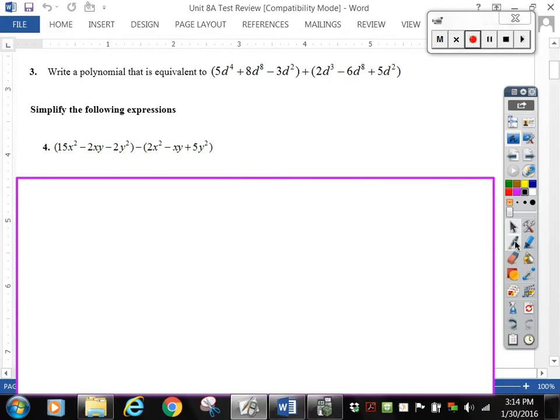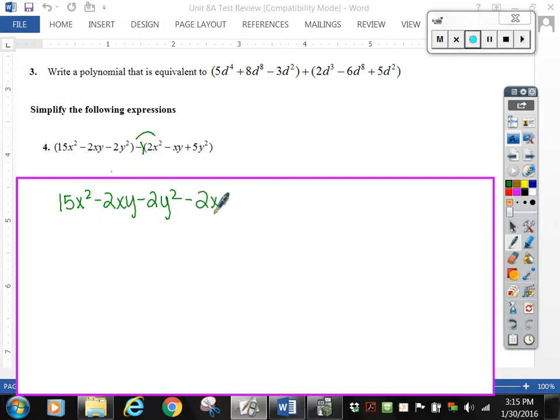Okay, now subtraction, you need to be really careful. I always rewrite my polynomial, so the first one I'm going to rewrite just like I see it. The second one, I'm going to show you 2 ways to do this. There's technically a negative 1 there. So negative 1 times minus 2x is minus 2x squared. Minus 1 times minus xy is plus xy. And minus 1 times plus 5y squared is minus 5y squared. Okay, so always write this second step.